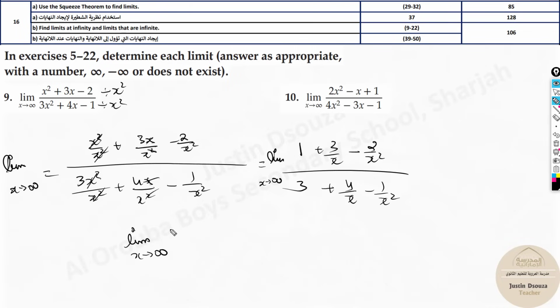Now the limit as x tends to infinity for 1 by x or 1 by x squared is equal to 0. Therefore, over here, apply the limit. What happens? You will remain with 1 by 3, and it will be plus the limit as x tends to infinity, this is a constant so it doesn't matter.